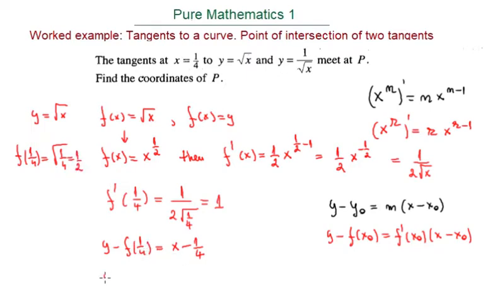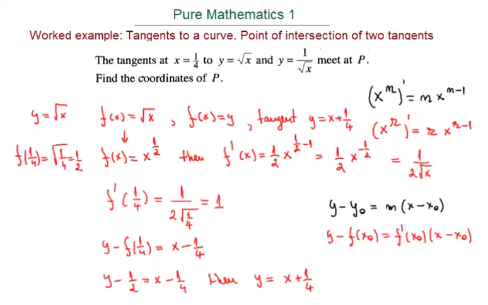We replace this in the formula. Y minus 1 over 2 is equal to x minus 1 over 4. Then we get y will be equal to x minus 1 over 4 plus 1 over 2, which is x plus 1 over 4. This will be then the equation of the first tangent. And we can write this down. So the first tangent is y equals x plus 1 over 4.